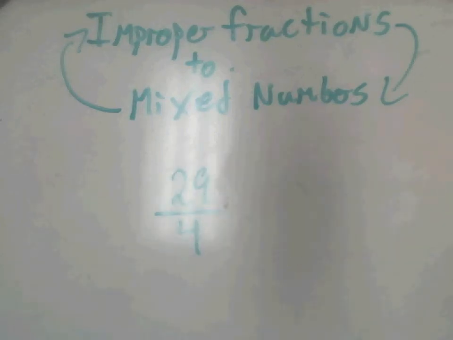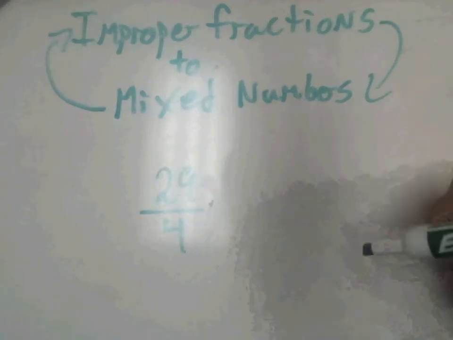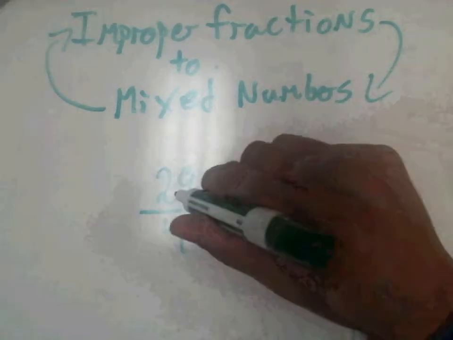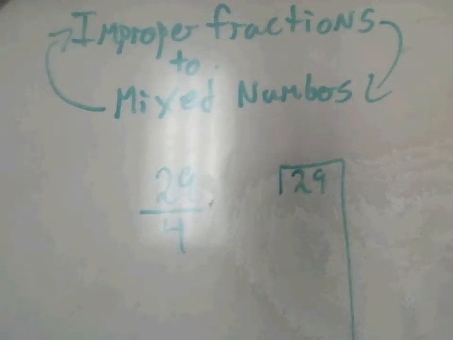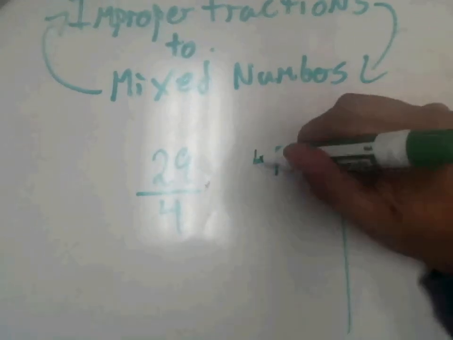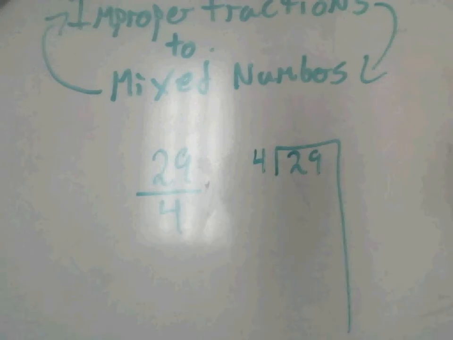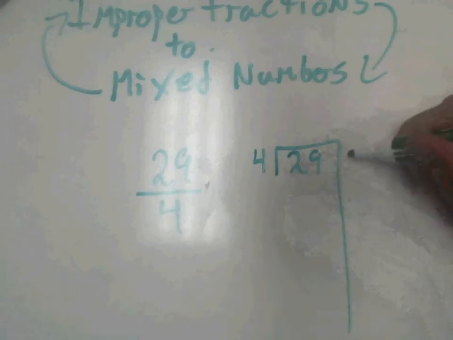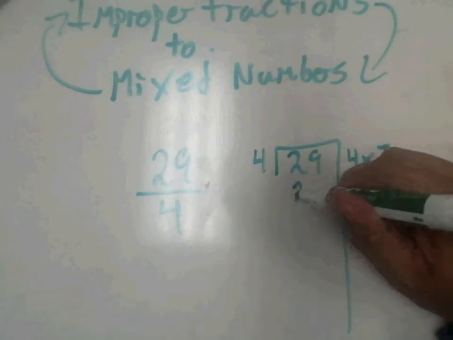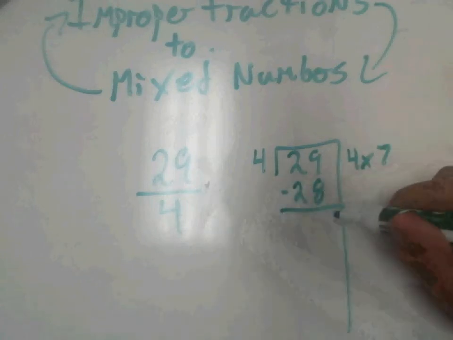So what we're going to do to change this to a mixed number is divide our numerator by our denominator. So we're going to put 29 in the big 7. We should be familiar with this from the beginning of the year. And we're going to divide it by 4, which is our denominator, right? So 4 times 7 is obviously going to get us 28. We're going to be left with a remainder of 1.